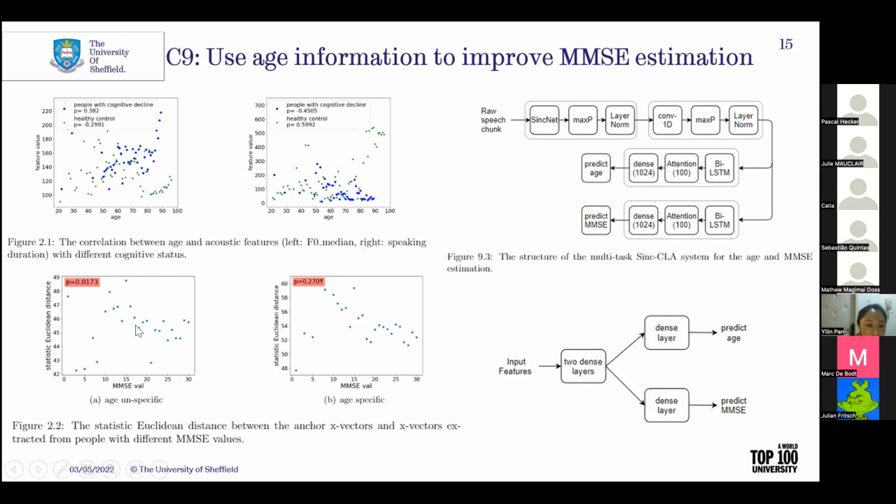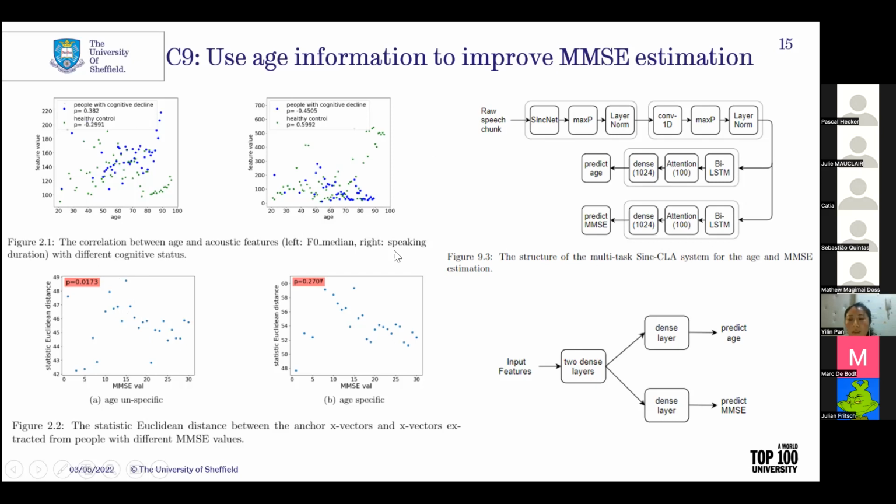We also found, in the next figure, where we use x-vector as the acoustic feature, that the relationship between x-vector and MMSE with and without considering age is different. When we take age into consideration, the correlation becomes higher. But if we don't take age into consideration, the correlation score is not as large as the age-specific one.